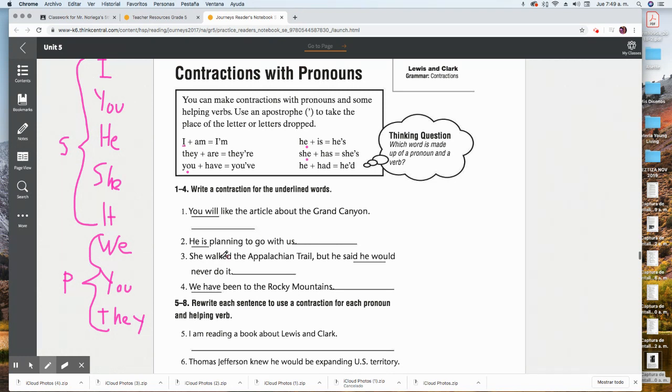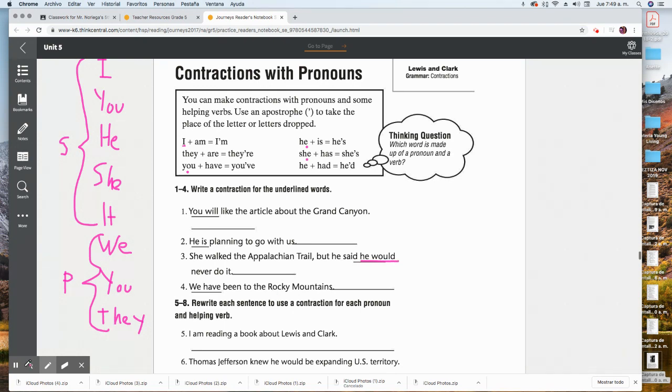For number 3: She walked the Appalachian Trail, but he said he would never do it. So what is a contraction for he plus would? And then for number 4, we need to use those two words to make the contraction that we need to write on the line.